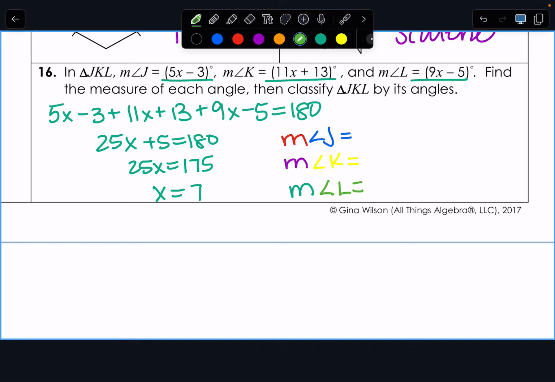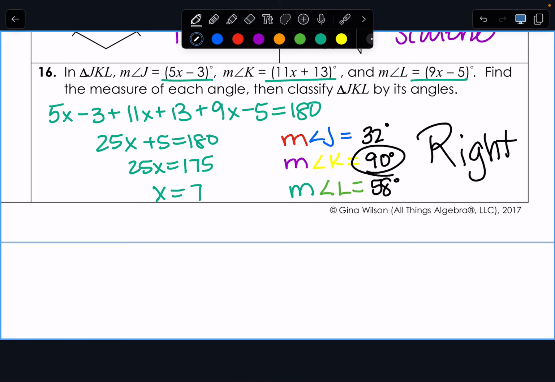All right. Eyes on me. Ryan, what's the measure of angle K? 90. Ethan, do you agree? Yeah. Ray, what's the measure of angle L? 58. Madison, do you agree? Excellent. McKenna, what's the measure of angle J? 32. Grady, do you agree? Yeah, that's what I got. So what kind of triangle do we got here? We have a right triangle because we have a right angle.